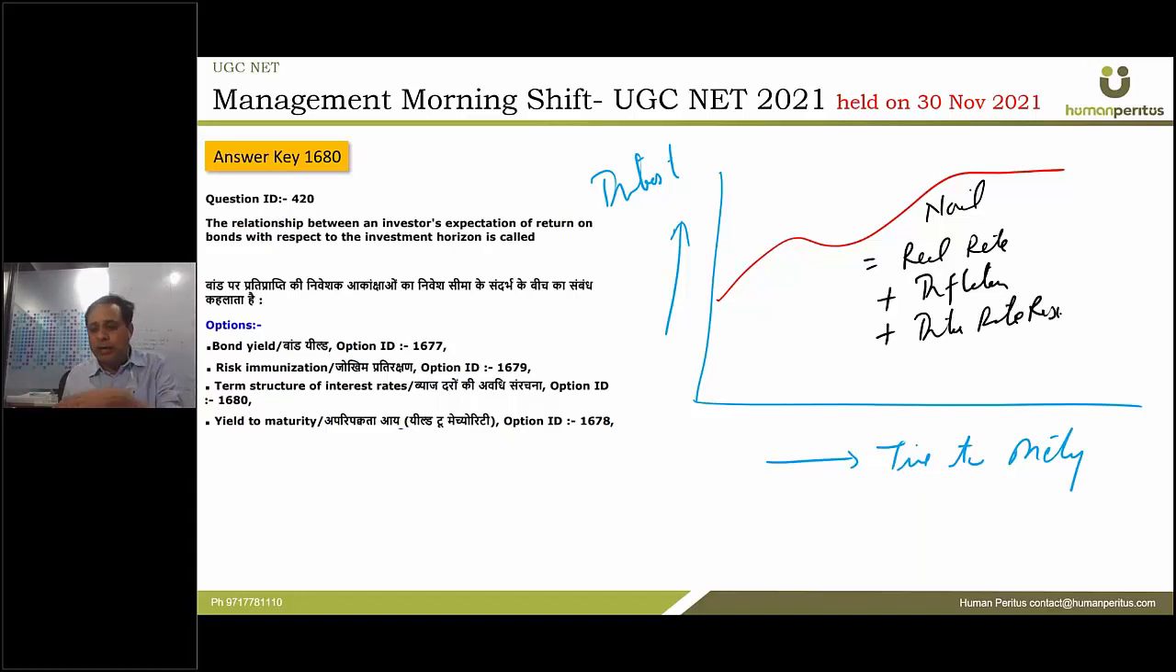So this is how you get this line, and this is known as term structure of interest rate. So correct answer is C.